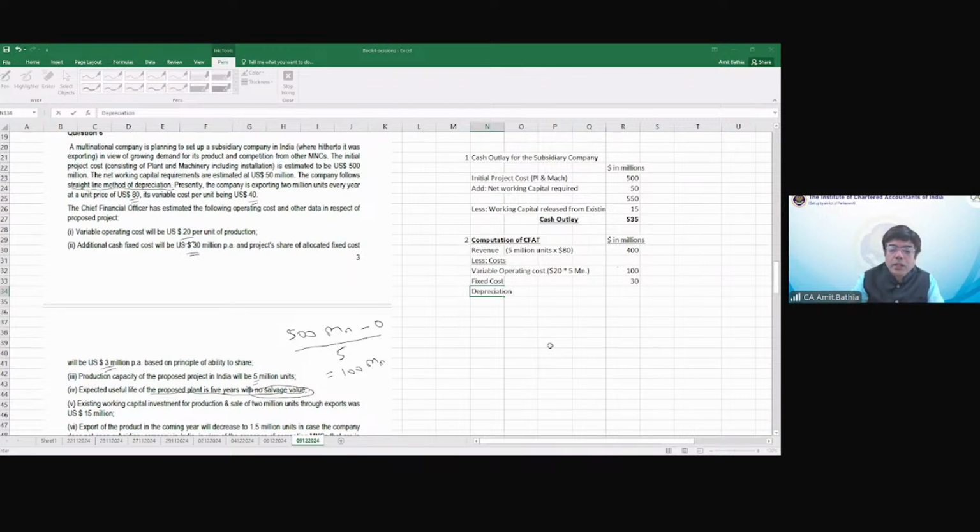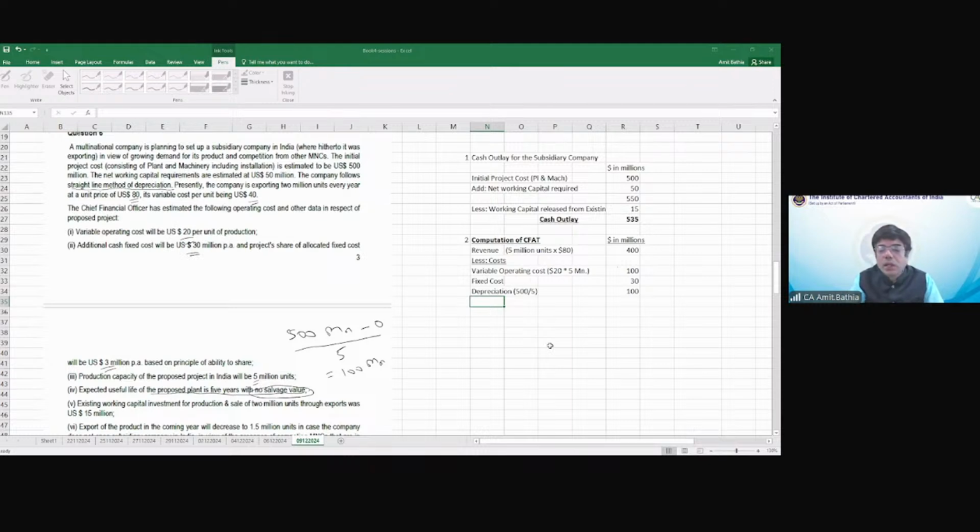How much will be depreciation? 500. Mind you, there is no salvage value, so divide by 5 years. So 500 divided by 5 years, I get 100 million as my depreciation. No other cost being there.